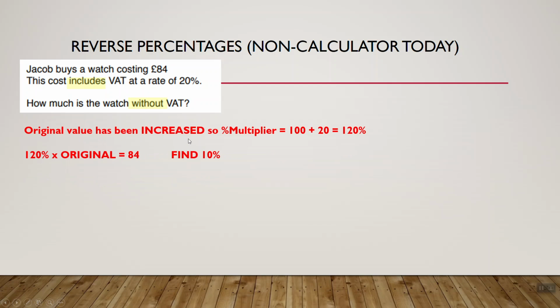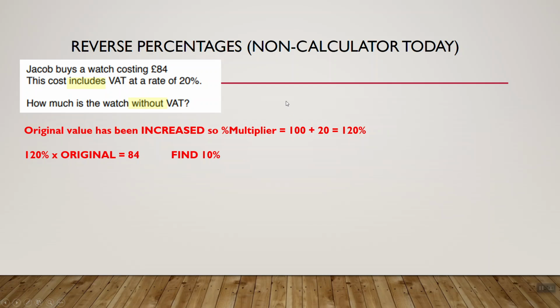So first of all, we work out what our multiplier is. It's gone up in value by 20%. So the percentage multiplier is going to be the original amount, 100%, plus the 20% VAT. So the multiplier that we're working with is 120%. So what we're saying is 120% of the original is 84. We know the output, we want to work out the input.